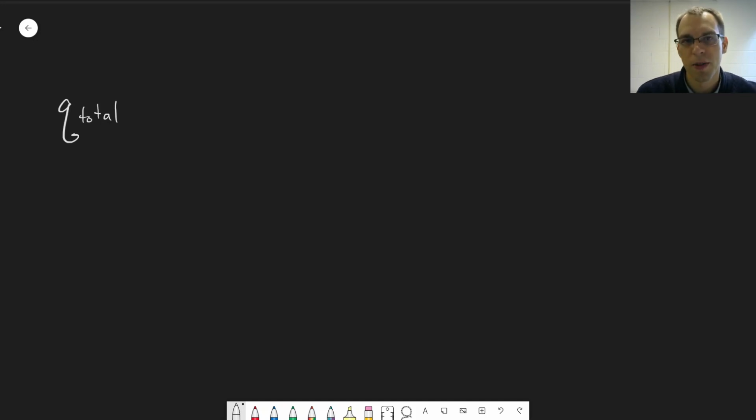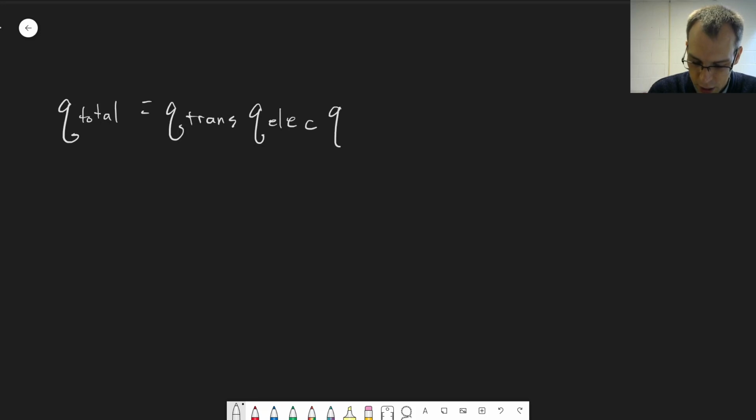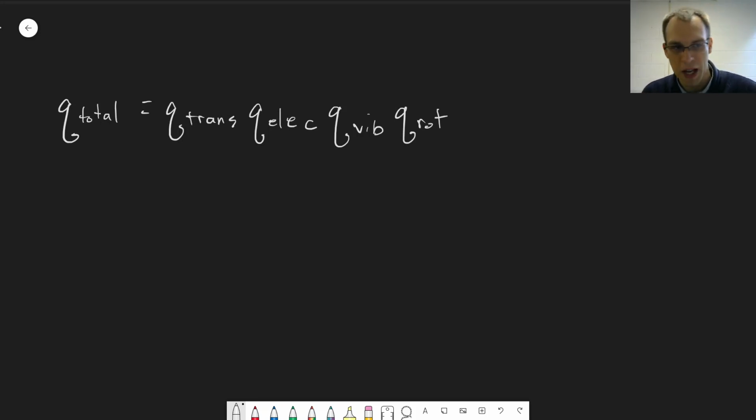So throughout this chapter, we've been looking at each of the parts of our molecular partition function. We first looked at the translational partition function, then the electronic partition function, then the vibrational partition function, and then we just looked at the rotational partition function. And if we want to look at the total partition function, we have to put all these things together.